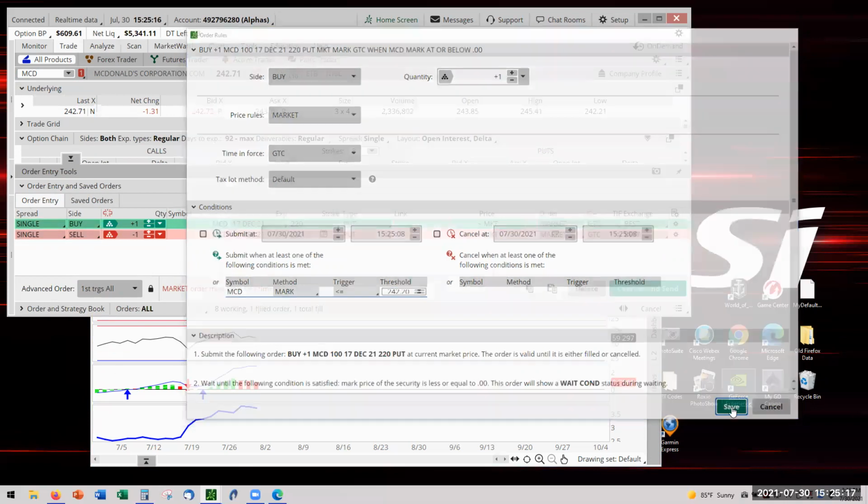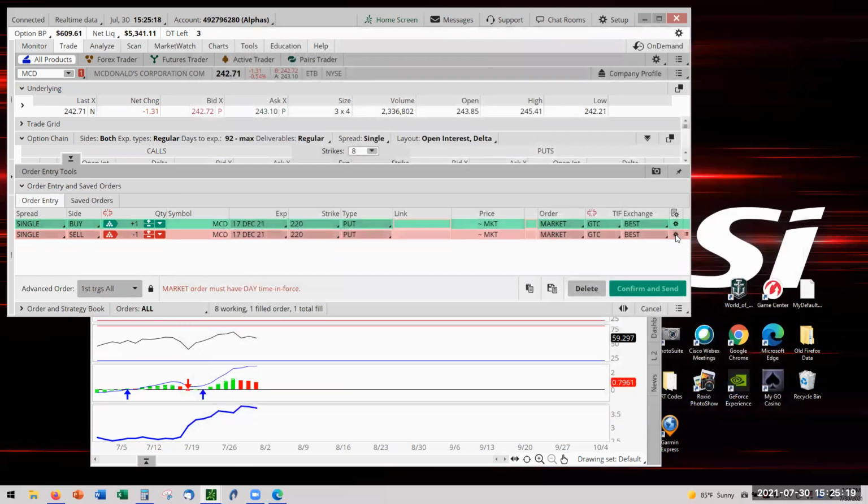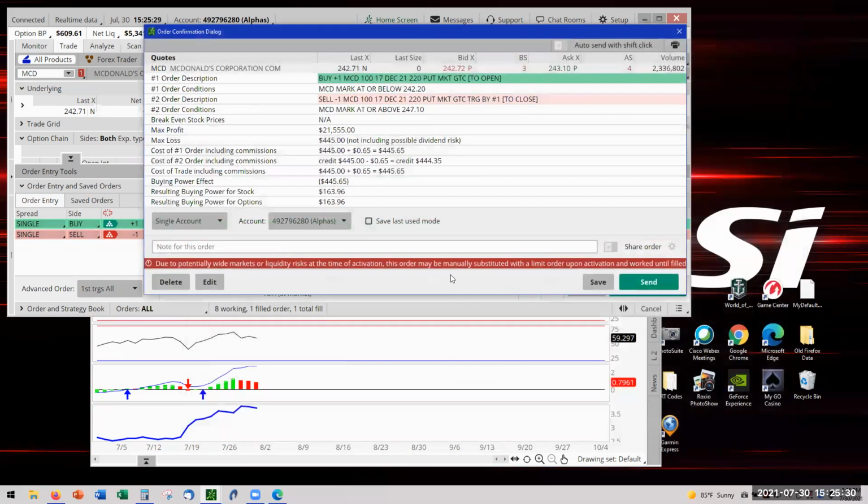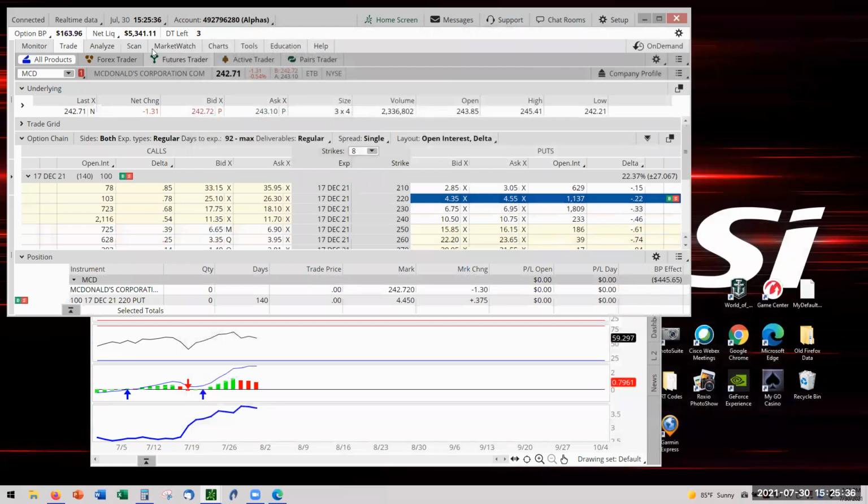There it is. And then we come here to our stop on the upside, because this is a put, and 247.10, and there. And now we have an order set in, and watch it drop. And there it is. The order has now been received and sent to market. Wow.